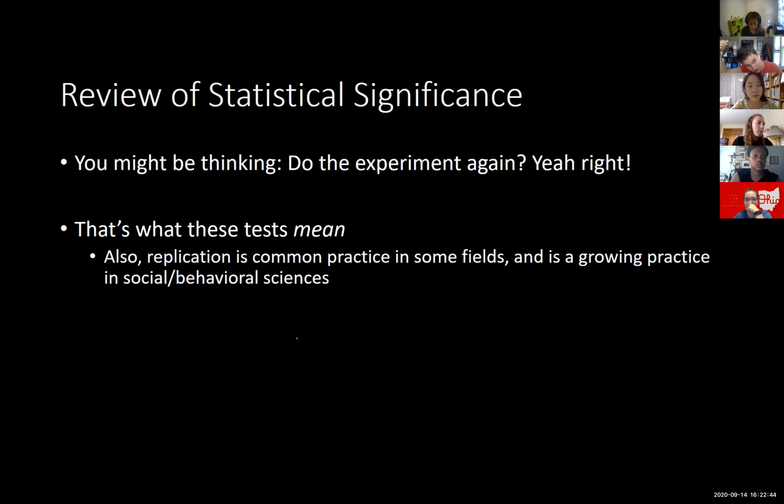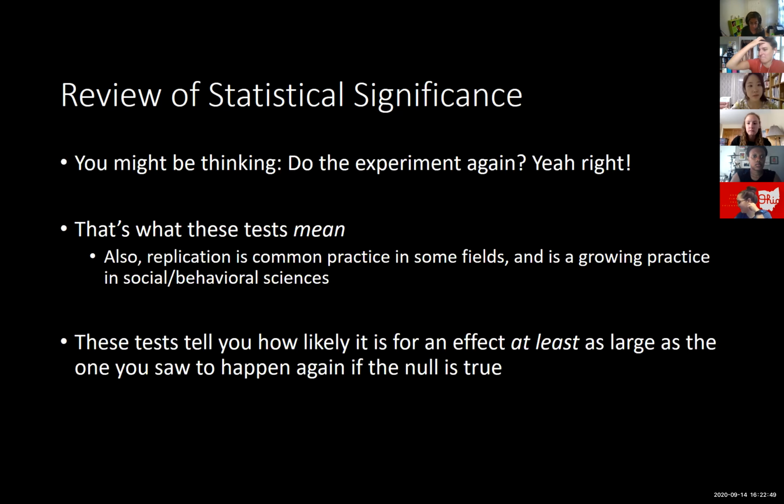So these tests tell you how likely it is for an effect at least as large as what you did see to happen again, assuming that there really is nothing going on. So it's like, if there are no differences, or this relationship doesn't exist, what's the probability that you've just found this and it was chance? It was random.